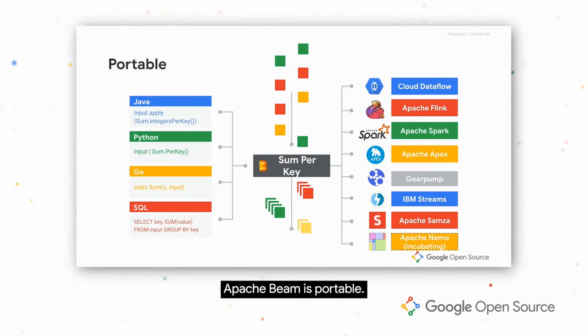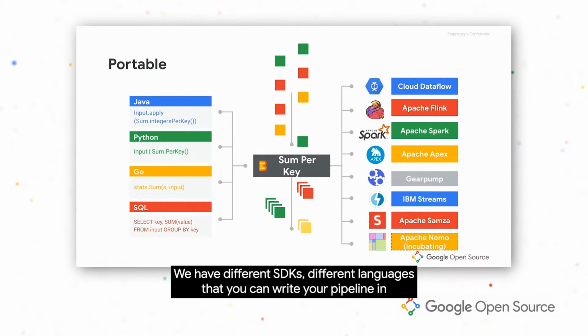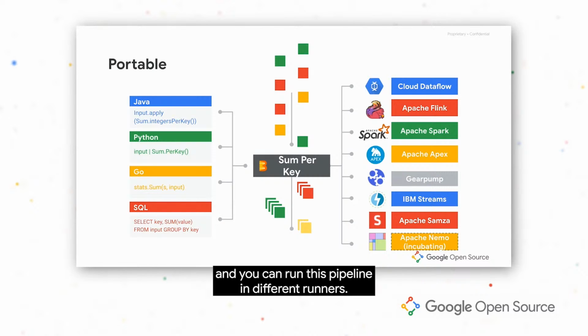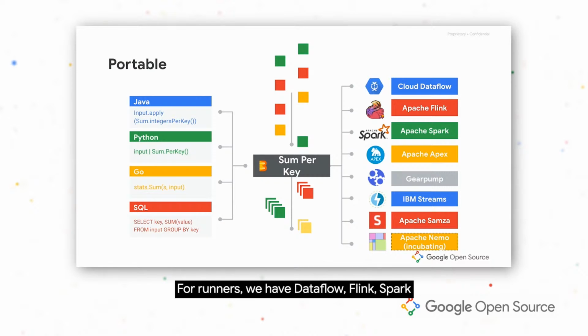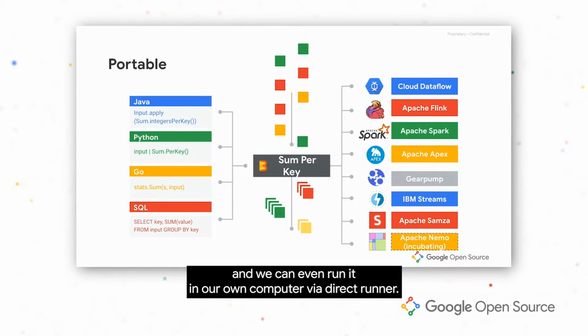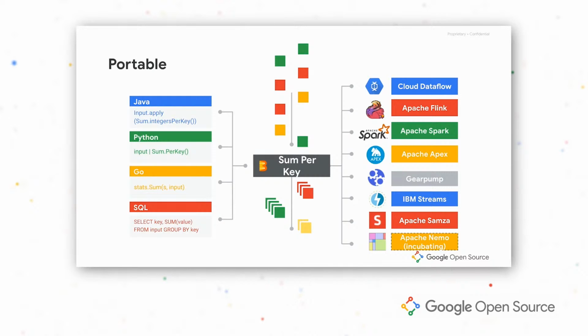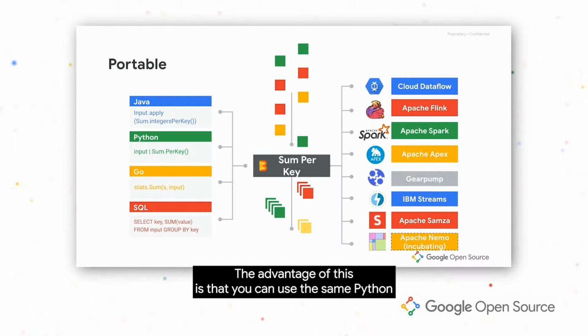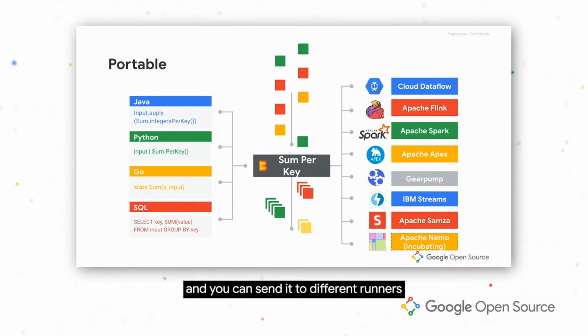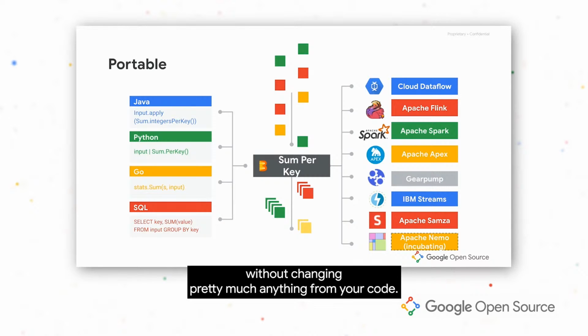Apache Beam is portable, so we have different SDKs, different languages that you can write your pipeline in, and you can run this pipeline in different runners. For SDKs, we have Java, Python, Go, and SQL. And for runners, we have Cloud Dataflow, Flink, Spark, and we can even run it on our own computer via Direct Runner. The advantage of this is that you can use the same pipeline that you wrote in Java, Python, or whatever SDK, and you can send it to different runners without changing pretty much anything in your code.